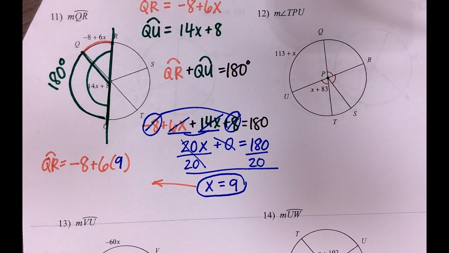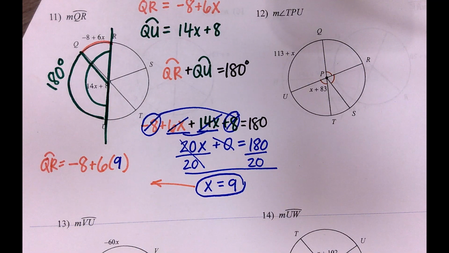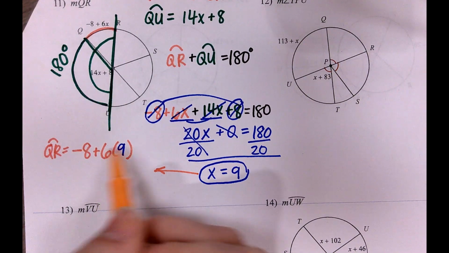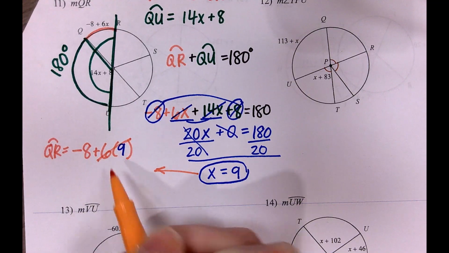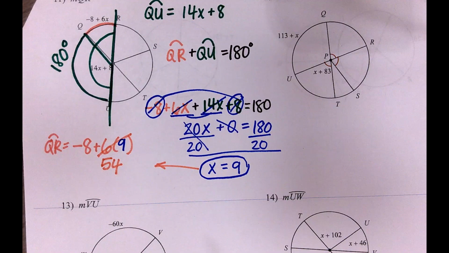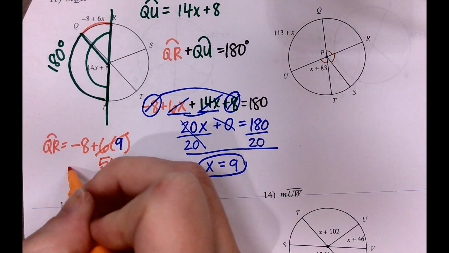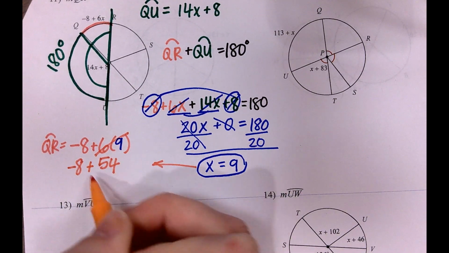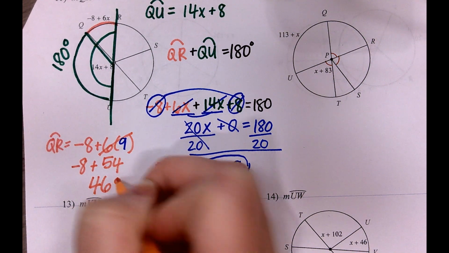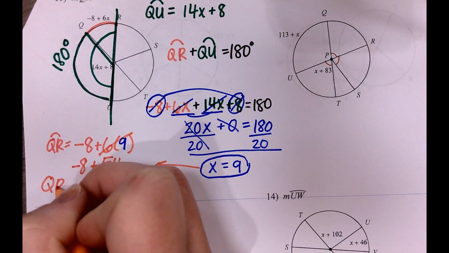46. That's the final answer? Okay, I haven't done it yet. 6 times 9, 54 minus 8. Yep, 46. Perfect. So we're doing order of operations. We do multiplication first. 6 times 9 is 54. I bring down my -8 plus 54, and that will give us 46 for QR.